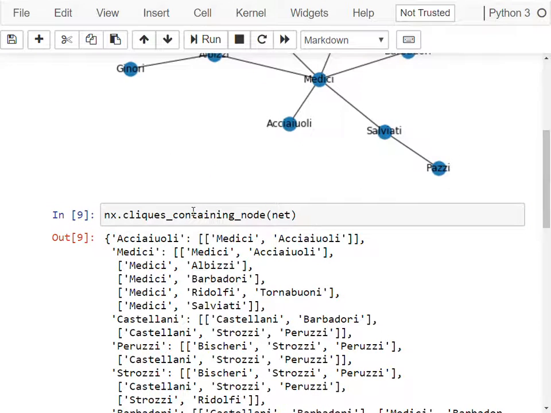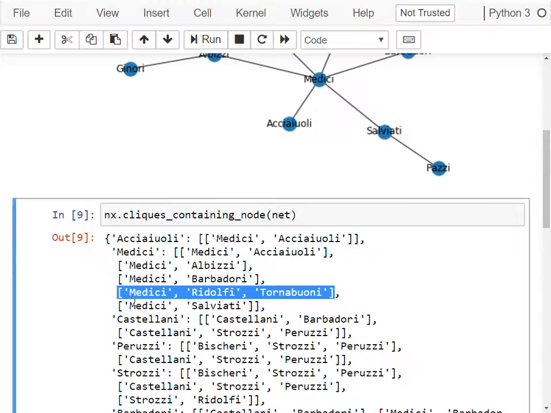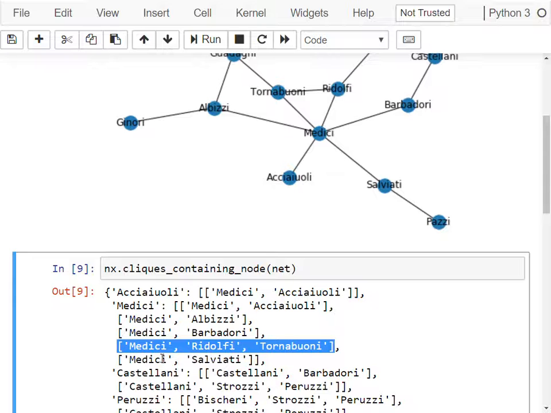A clique is a set of nodes that are all connected with each other. So a clique of two nodes means that the two nodes are connected to each other, which is not a very interesting clique. It becomes interesting when we have more than two nodes. For instance, if we have a clique of three nodes, for instance, this clique here, it means those three nodes are all connected with each other, meaning the Medici connects to the Ridolfi. The Ridolfi is connected to the Tornabuoni, as well as the Medici being connected to the Tornabuoni family, right? So that's a clique here.